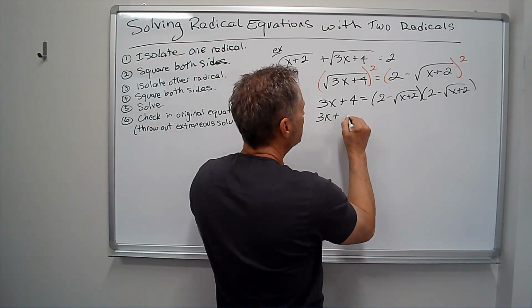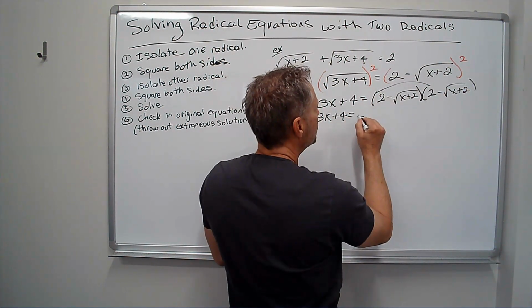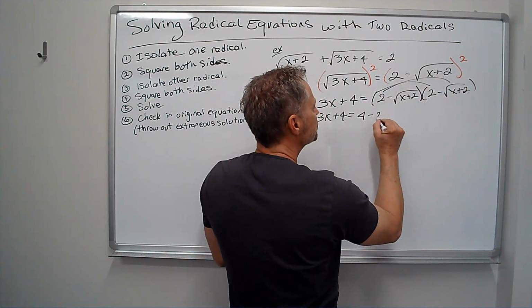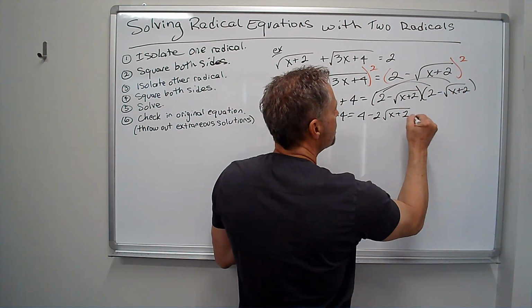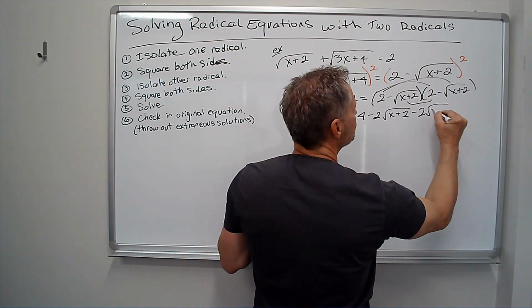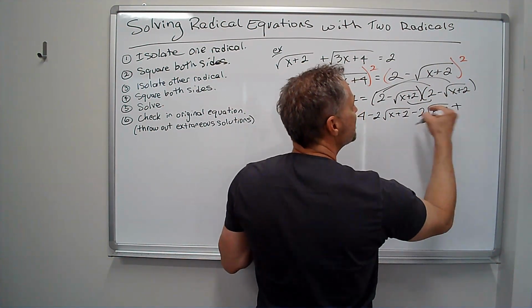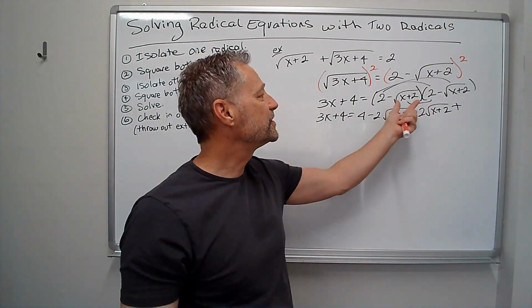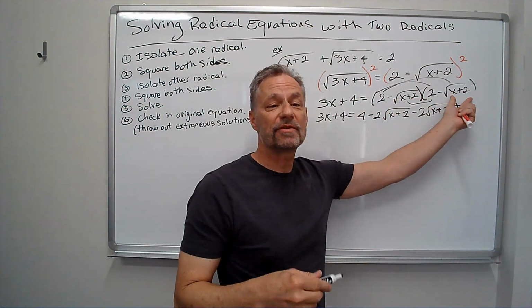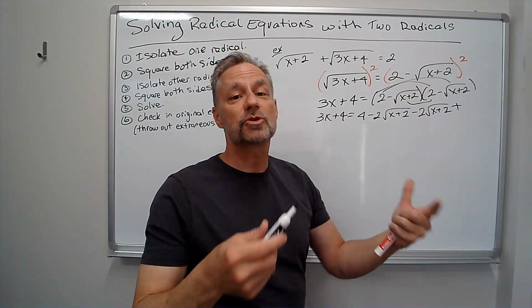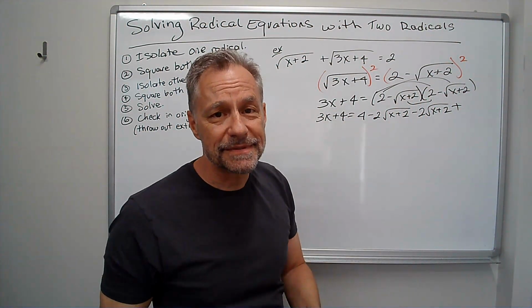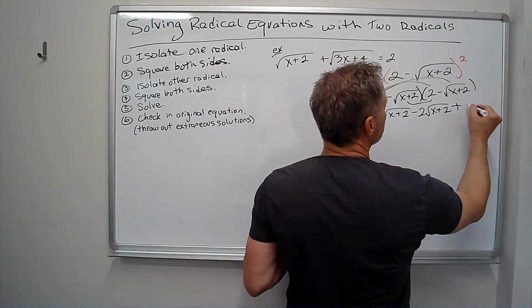So I've got 3x plus 4 over here. I'm going to get 4 minus 2 of these square roots, minus another 2 of those square roots. And then the negative times the negative is positive. The square root of x plus 2 times the square root of x plus 2 is the square root of x plus 2 squared. So the square gets rid of the square root. I just get the x plus 2.